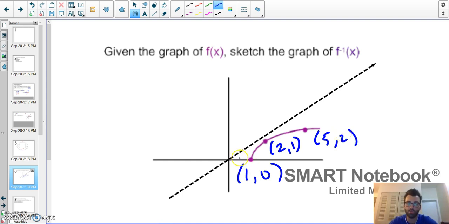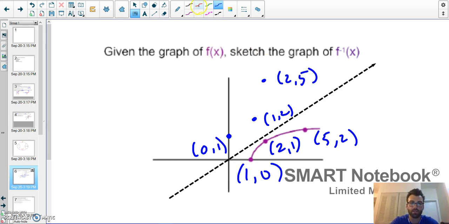Now, this point will become, we'll guesstimate here, 0, 1. This point would become 1, 2. And this point would become 2, 5. And our graph would look like that. And this red graph here would be our inverse. So f inverse would have these 3 points on there. I'm interchanging my x's and y's on that. Hey, let's keep going.